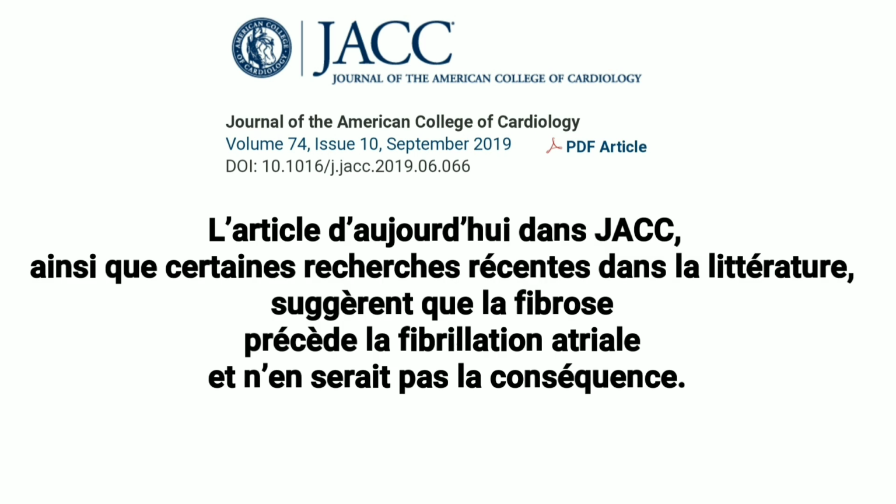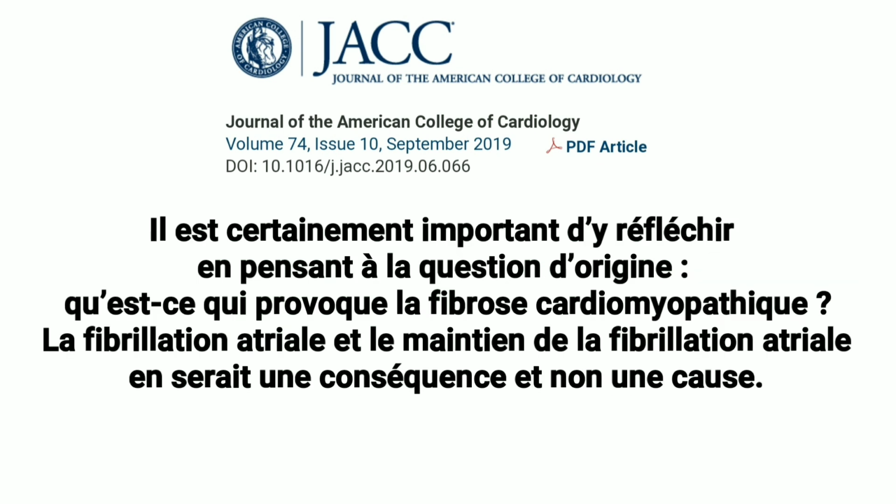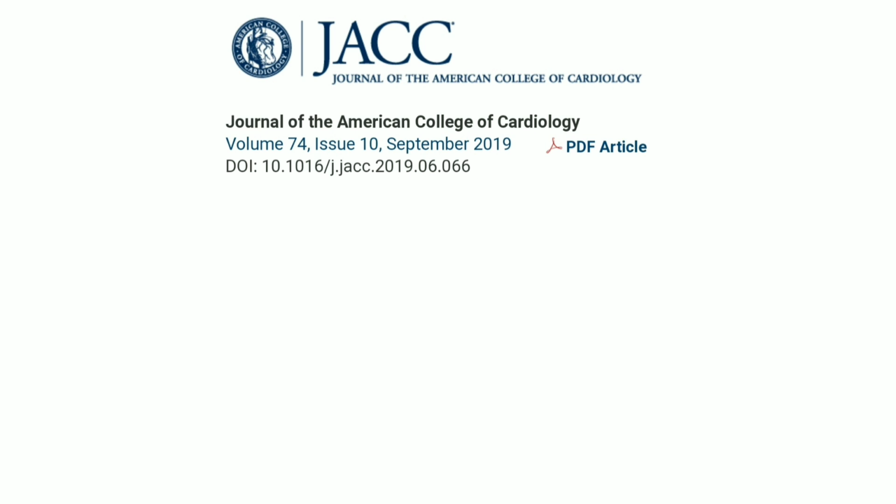The paper today in JACC and other recent information suggests that the fibrotic process precedes atrial fibrillation and is not the consequence. It may be trivial, but probably is not, and we have to turn our thinking around. And going back to the original question, what causes the fibrotic atrial cardiomyopathy, with atrial fibrillation or the maintenance of atrial fibrillation being a consequence but not a cause?